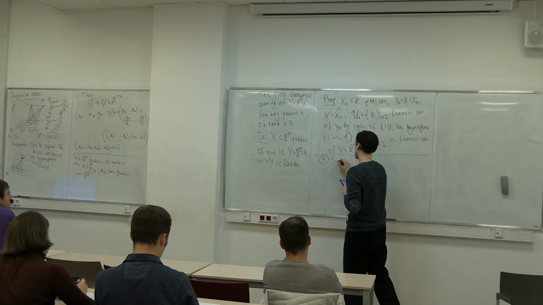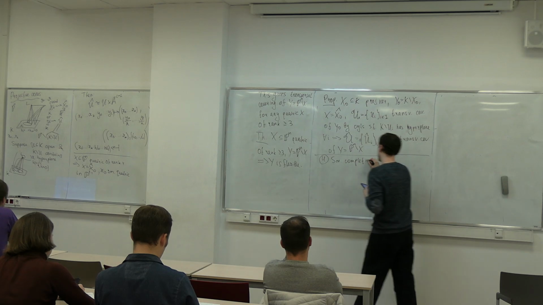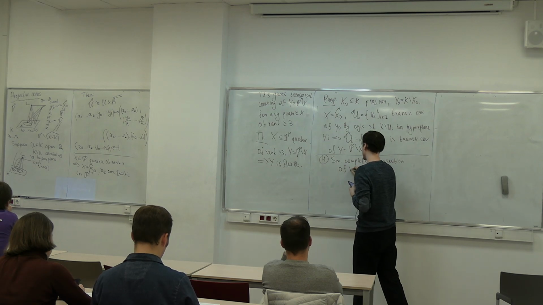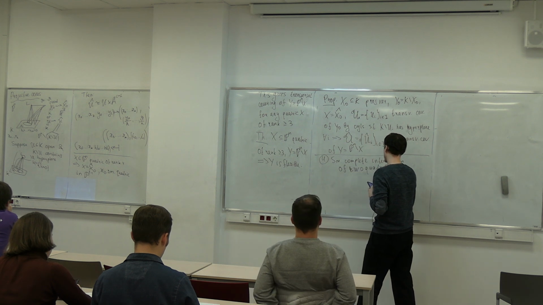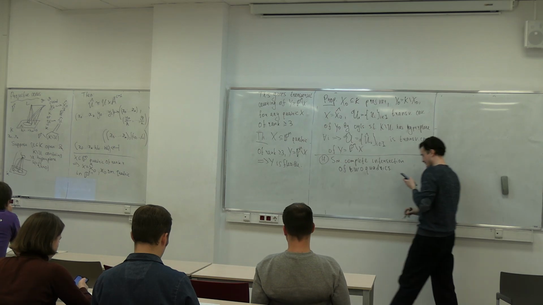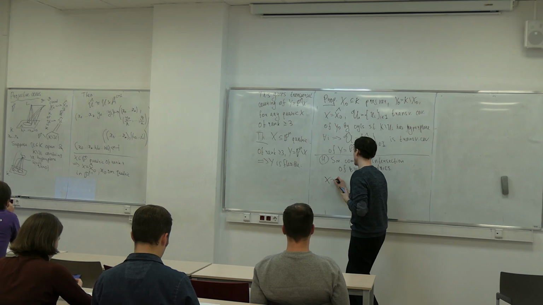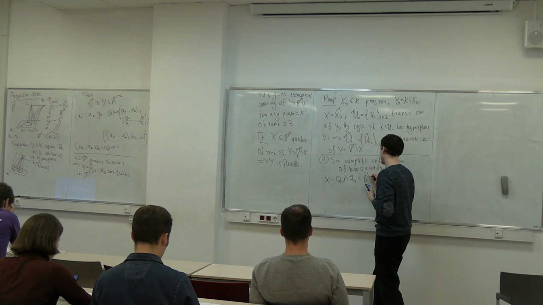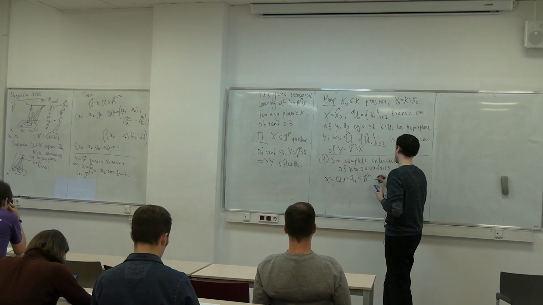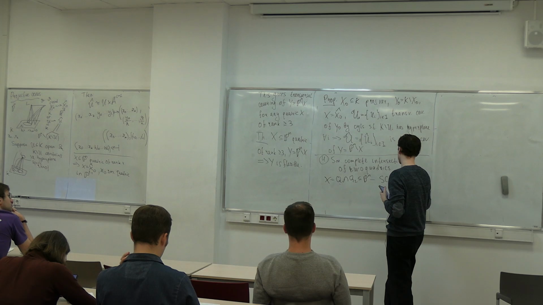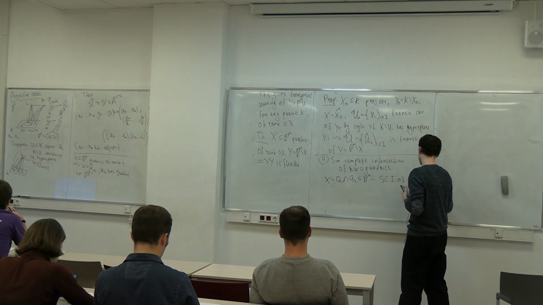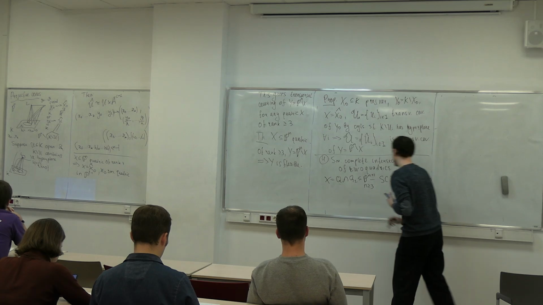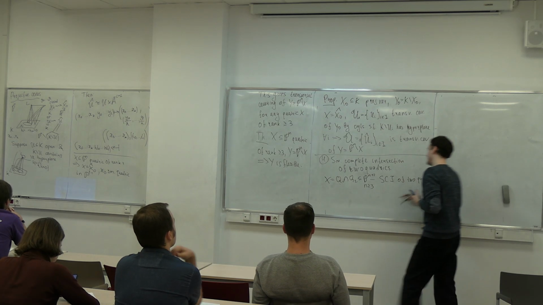The last section is smooth complete intersections of two quadrics. So X equals Q1 intersected with Q2, a smooth complete intersection of two quadrics in P^(n+2), with n at least 3. So the dimension of X is n.